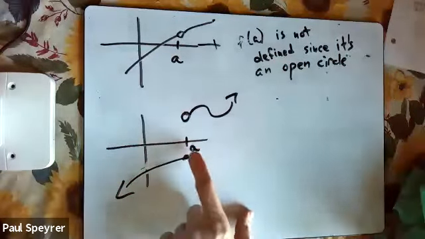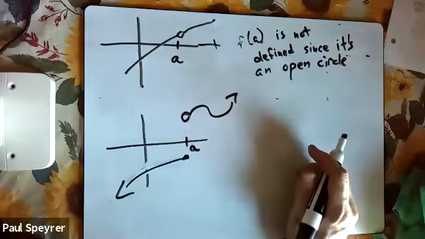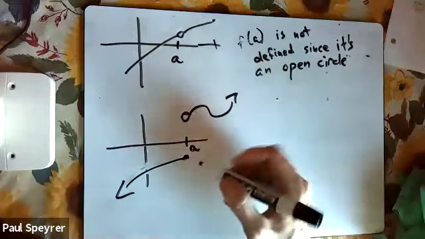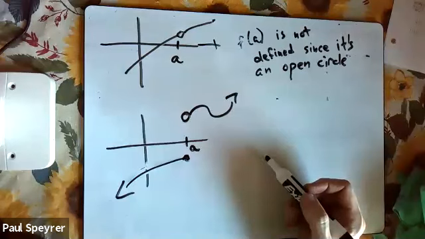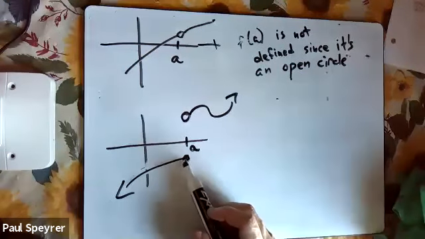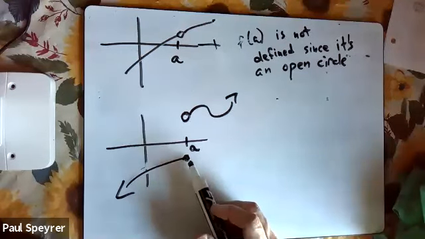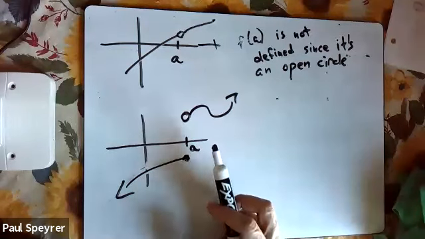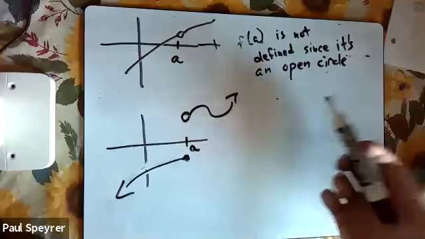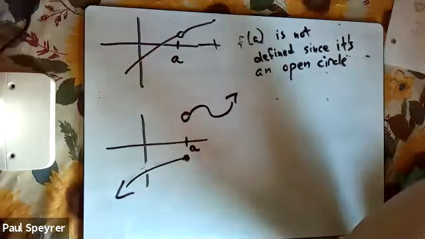Let's just say this is a again, correct? Here's x equals a. Right here, we could say f of a is defined. Why? Because you have a solid circle right there. It's kind of like, we could say it's a third of the way continuous, but with continuity, it's either all or nothing. So you can't say it fits the first rule and the third, but not the second. It's got to satisfy all three rules or conditions in order for it to be continuous at that point.